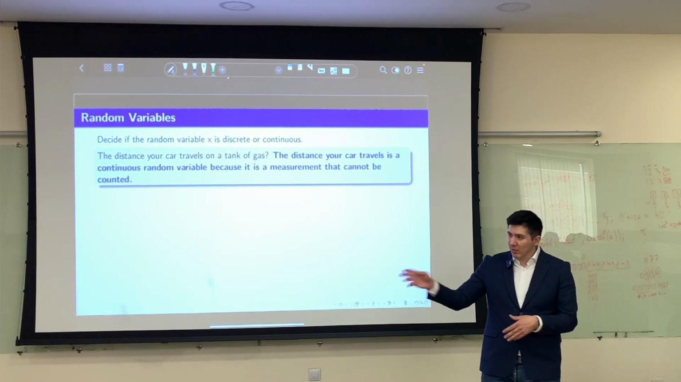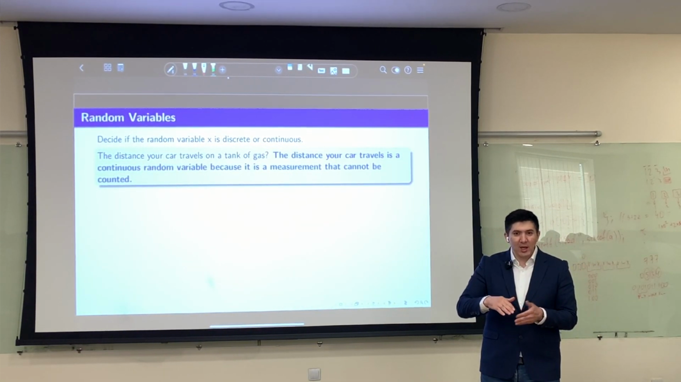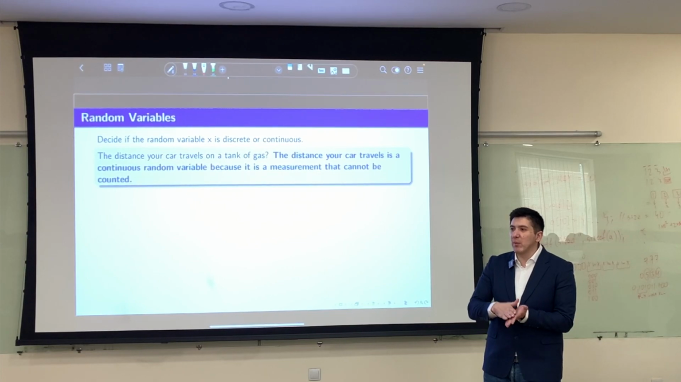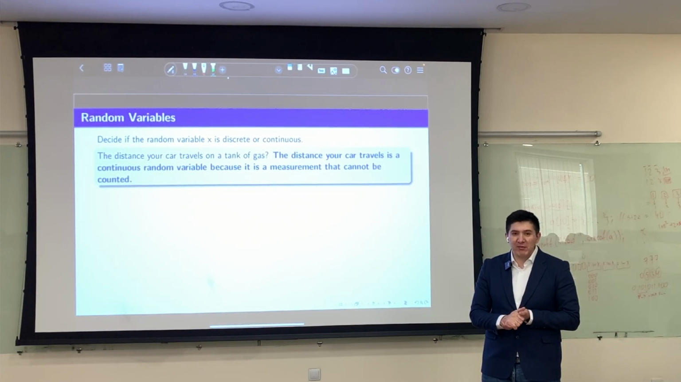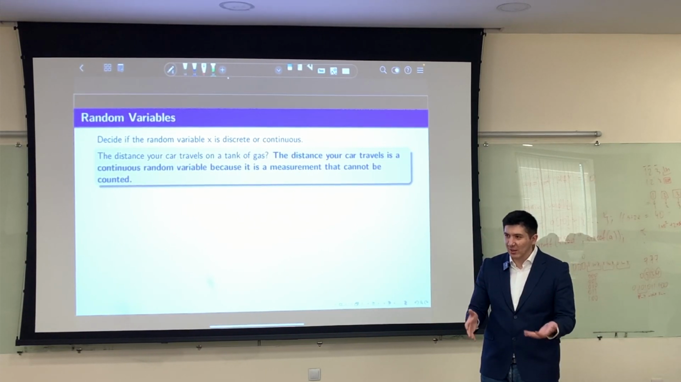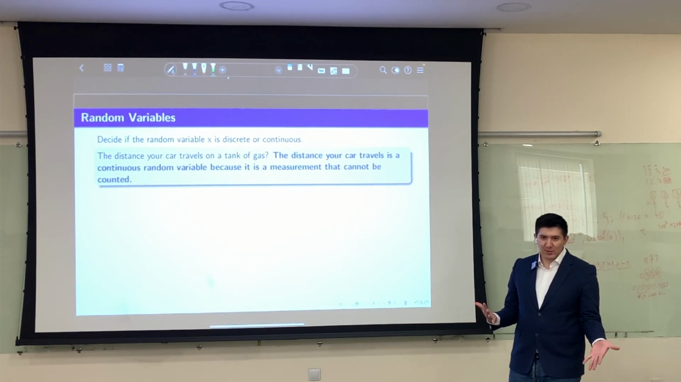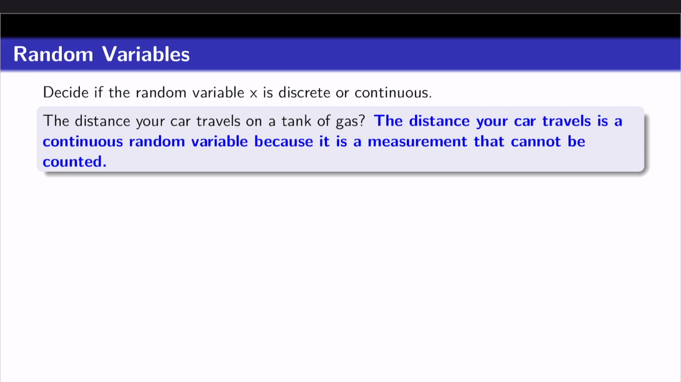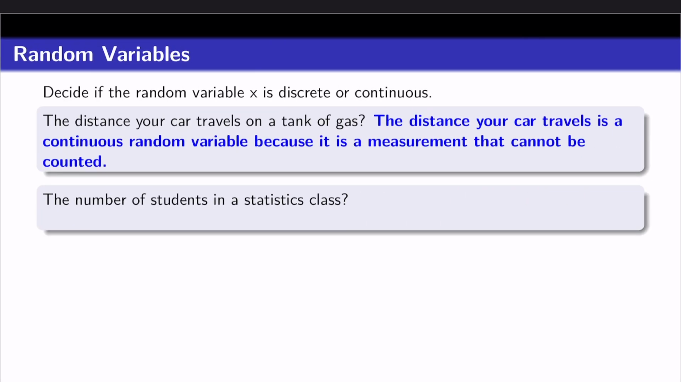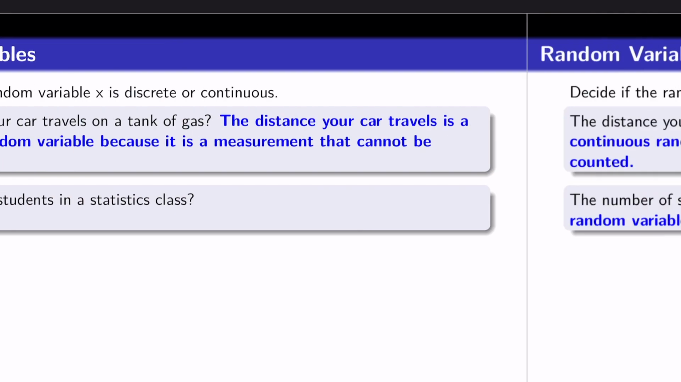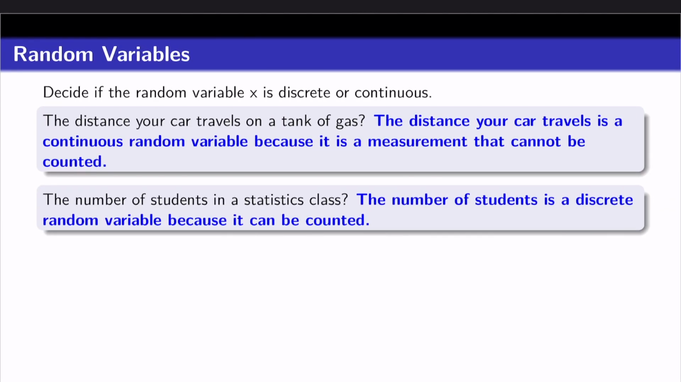For example, I can go through the students here, okay? Of course, the values might be numerical, and they might even be whole numbers, integers, but still they're continuous because we measure the height, okay? The number of students in the statistics class is again a random variable, and this is the discrete case. Okay, do you understand what's going on?